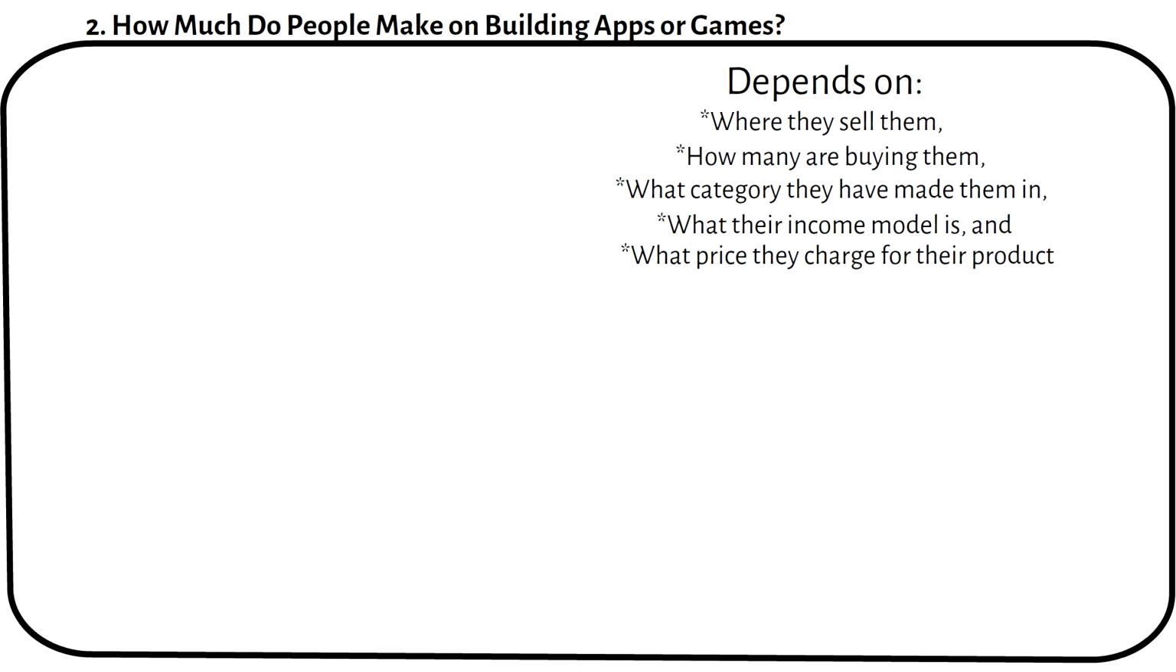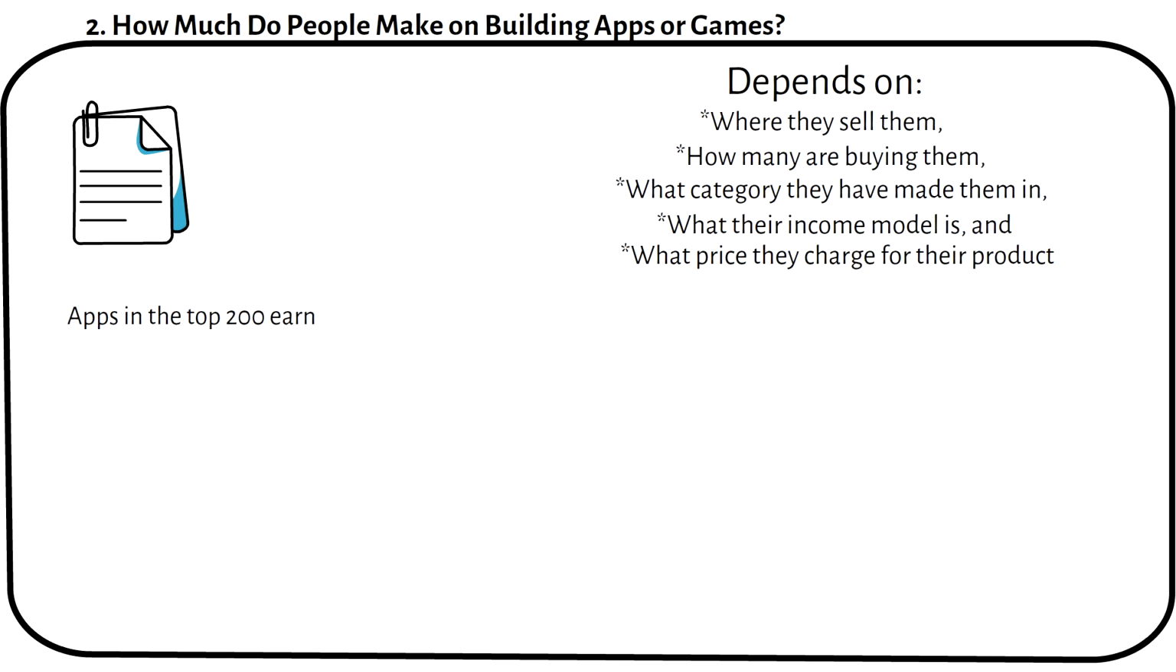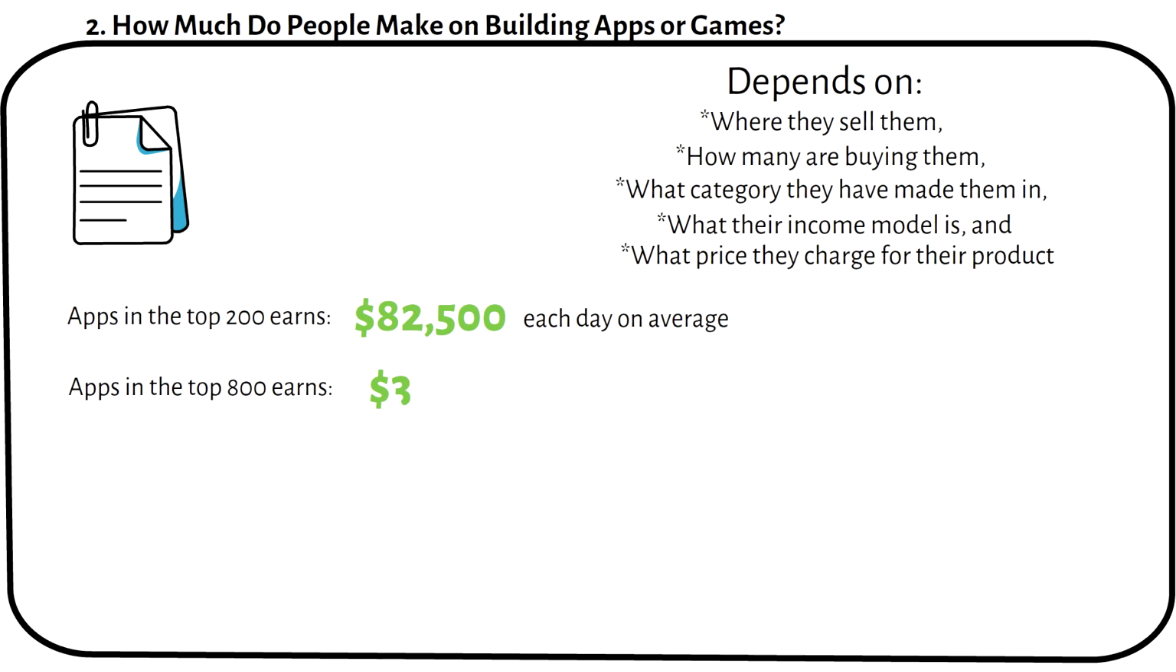Having said that, we found an article describing what some of the top apps earn, which you can take into consideration. The article states that the apps in the top 200 in the App Store earn around $82,500 each day on average. But if you go down to the top 800 apps, the earning potential is a lot lower. Here it drops down to around $3,500 each day on average. The article also states that it varies a lot on the category as well.